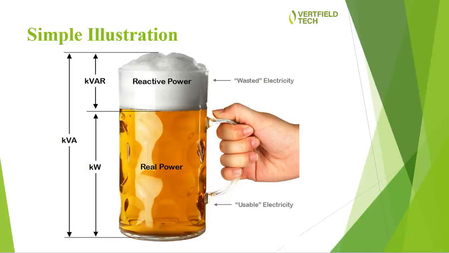In this glass of beer, we have the three types of power: the real power, the apparent power, and the reactive power. The real power, from the image, is the actual content, the quantity of beer you have in this glass. That is what we call the usable electricity or the useful energy. That is the real power.